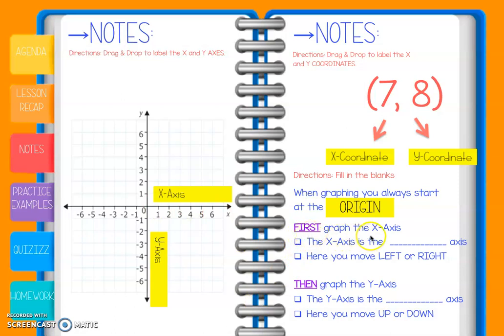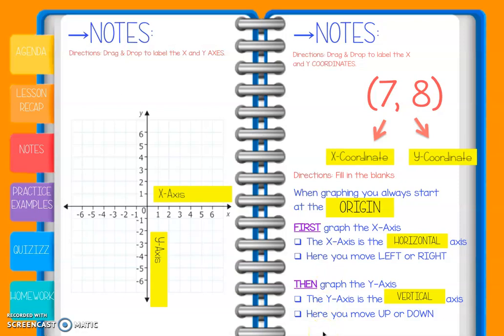Then first, we're going to graph the x-axis, and we know that the x-axis is our horizontal axis. Here we're going to move left or right. We're going to move to the left if it's negative, and to the right if it's positive. Then we're going to graph our y-axis, which is the vertical axis. That means it goes up and down. So if it's positive, we're going to move up. If it's negative, we're going to move down.